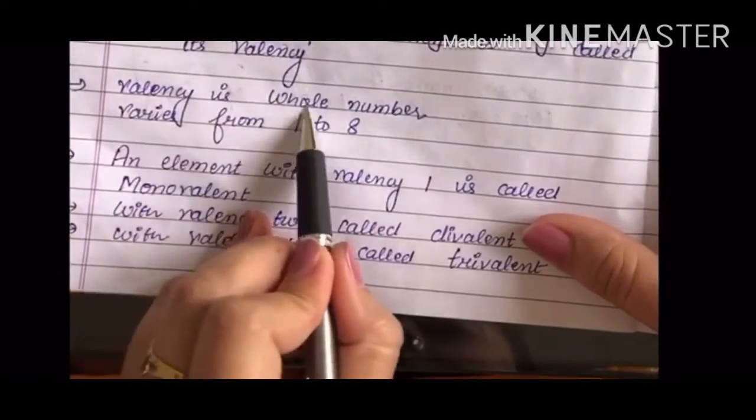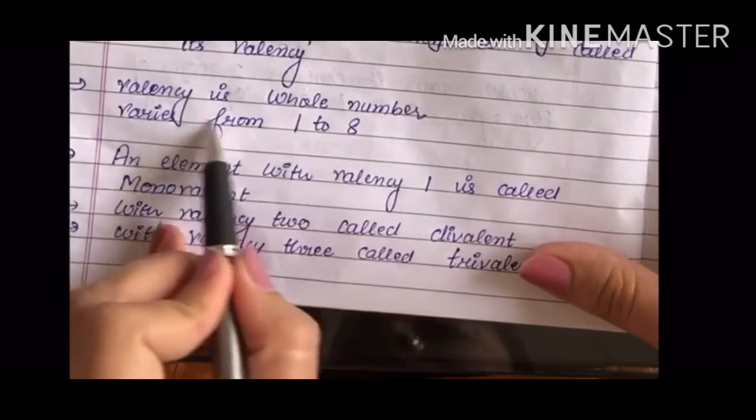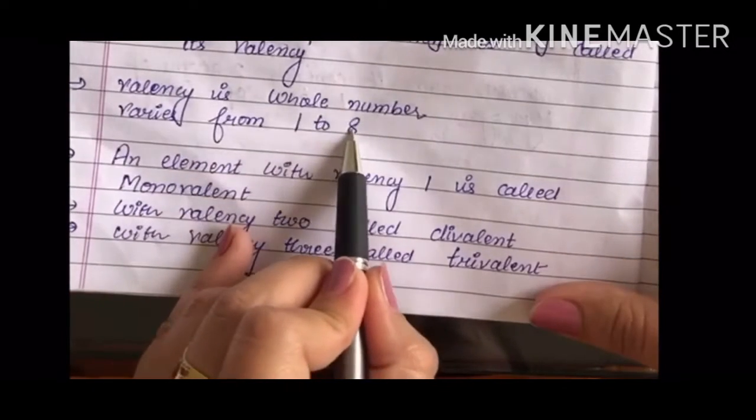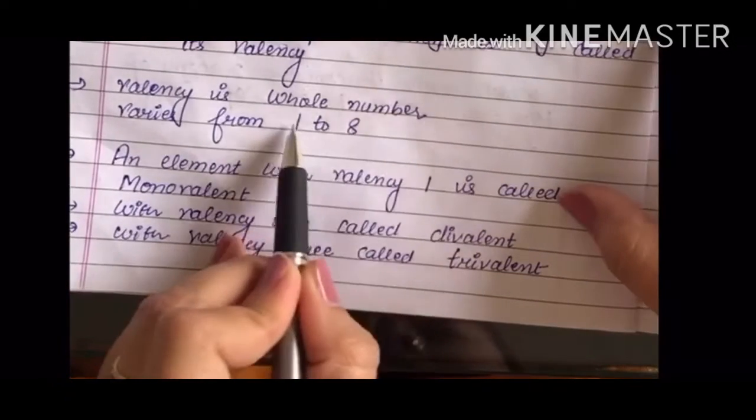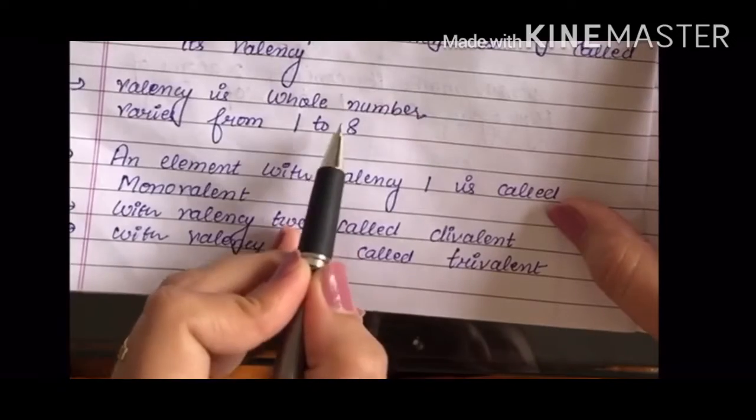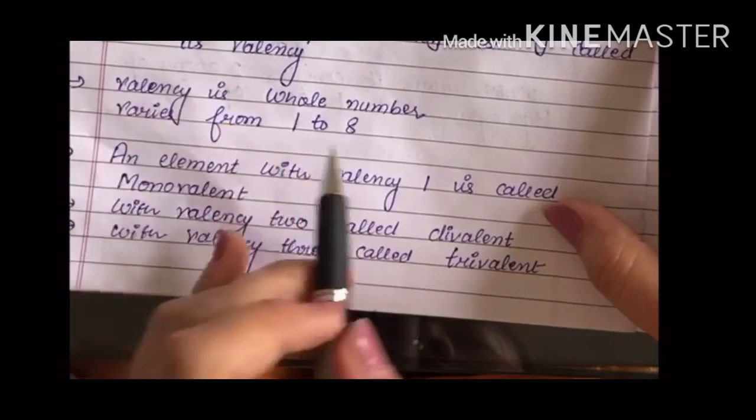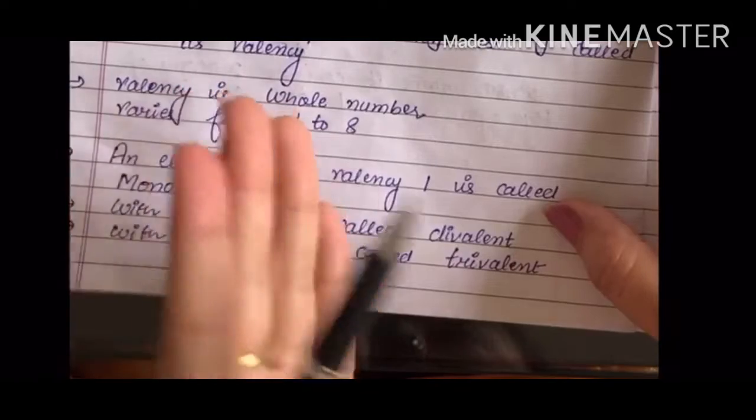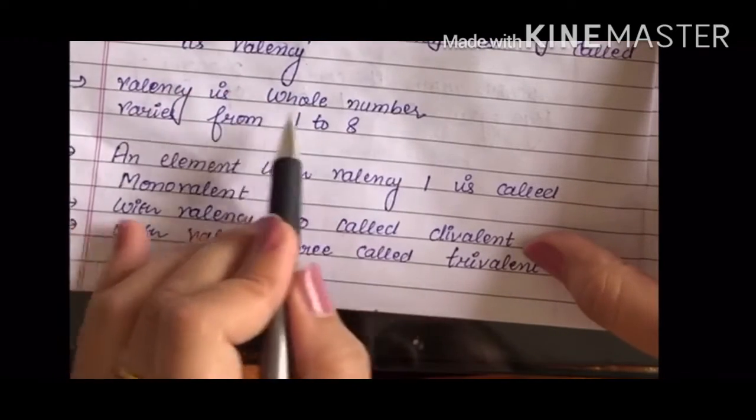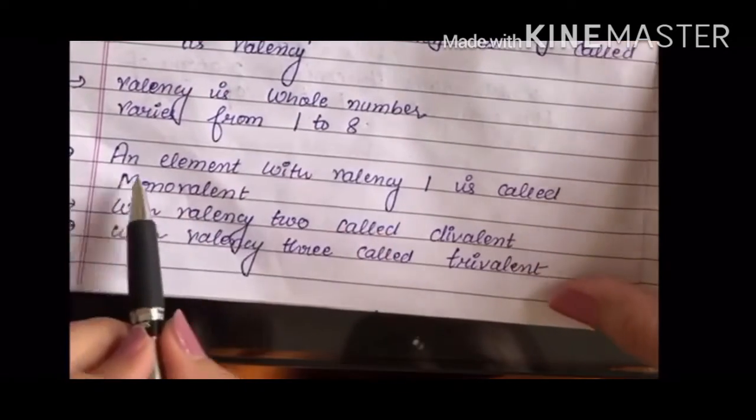Valency is a whole number, like it varies from 1 to 8. The valency of an atom can be 1, 2, 3 also, 4 also, 5 also, and 6, 7, 8 also. It varies from 1 to 8.